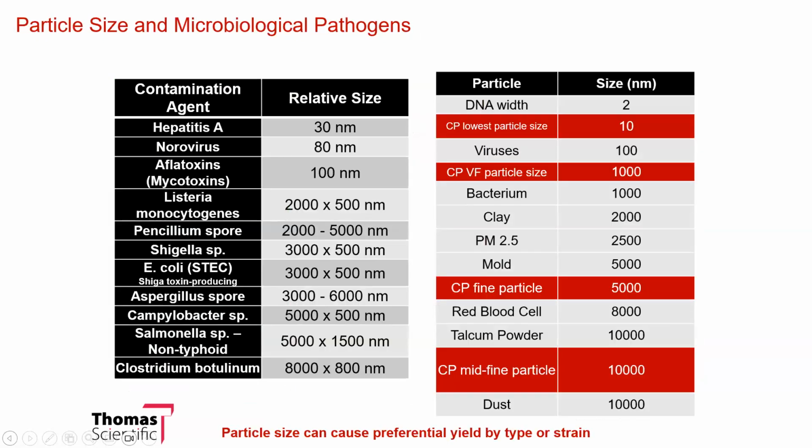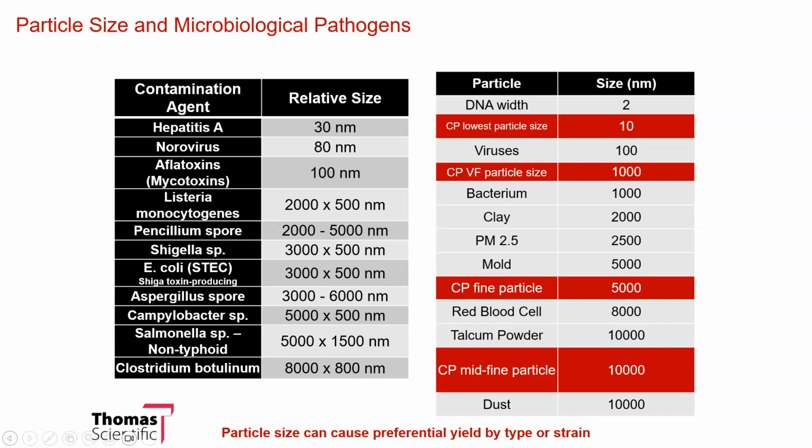When you look at microbiological pathogens, things like norovirus, listeria, shigella and aspergillus, they have relative sizes. And the larger the bacteria, the microbiological organism, the better the chance that if you're reducing particle size, you have to be very careful at your stop point, because you could actually lyse your cells or kill your cells. And you actually may cause some preferential treatment by type or by strain.